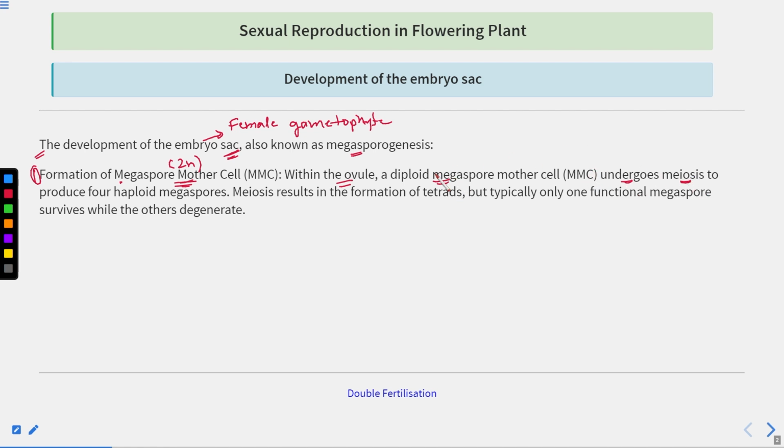So meiosis always occurs in the diploid cell. Generally it occurs in the diploid cell, to produce 4 haploid megaspore, means a megaspore tetrad is produced. Now meiosis results in the formation of the tetrad, but typically only one functional megaspore survives while the other degenerates. So what does this mean? So there is a megaspore mother cell that is produced at the micropylar end.